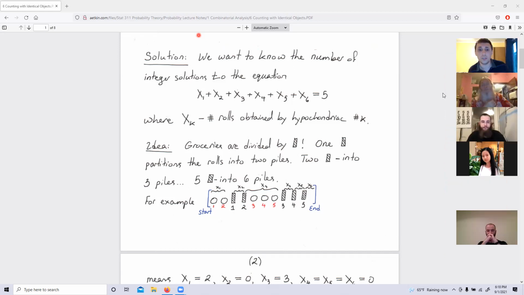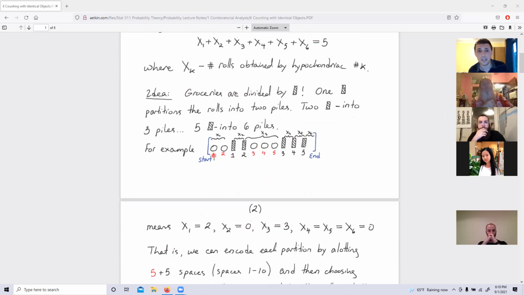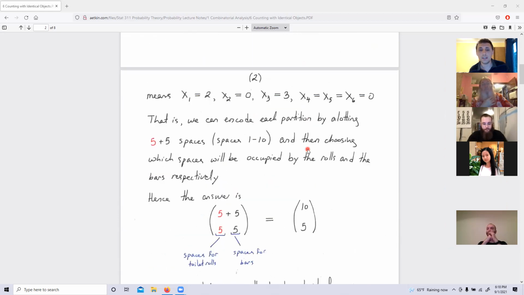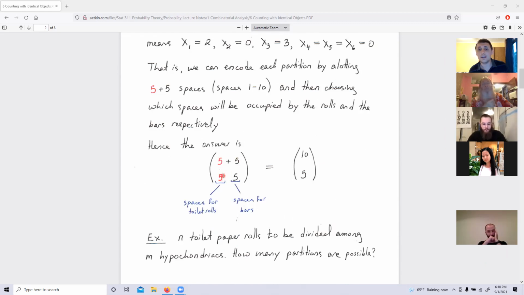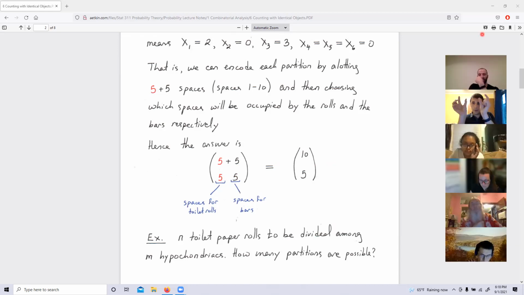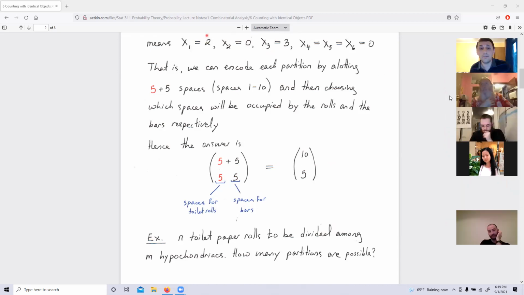Instead of looking at the toilet paper rolls, I look at the spaces, right? This is space 1, 2, 3, 4, 5, you know, right? So there are 10 spaces. Here it is, 5 plus 5. And 5 spaces are assigned the destiny of going to toilet papers and the other 5 to bars. So it's 10 choose 5, or 10 choose 5, 5 if you use multinomial notation. You agree? Because out of the 10 spaces, 5 become toilet paper rolls, and the other 5 spaces become bars.